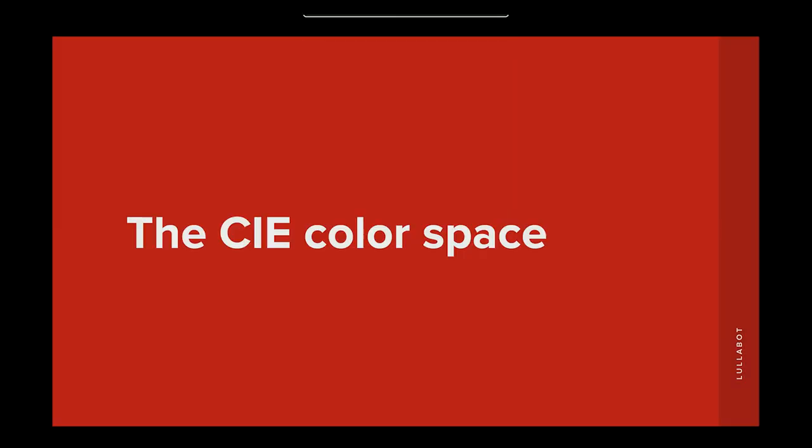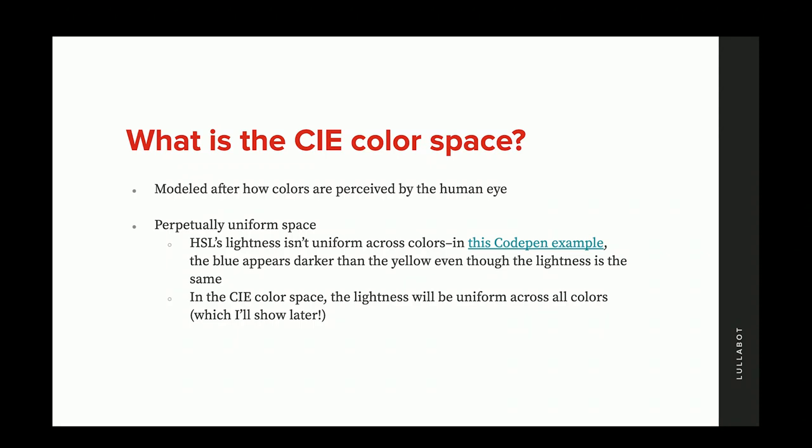So that is pretty much it with RGB color space and showing what the Display P3 color space looks like outside of that RGB. So this new one I'm talking about now is the CIE color space. And this one is different than RGB because it was modeled after how colors are perceived by the human eye. And it's something called a perceptually uniform space, which means that when you're defining HSL or something like that, the lightness doesn't look uniform across colors.